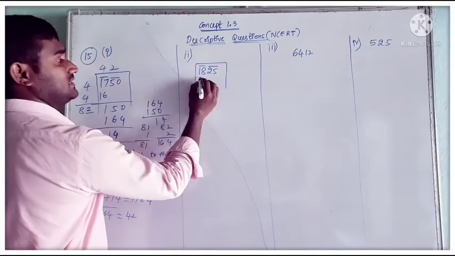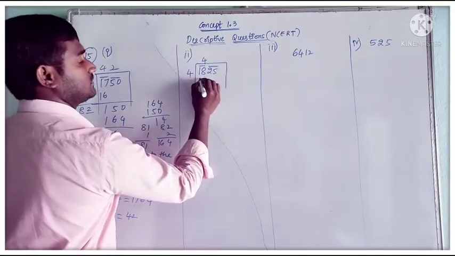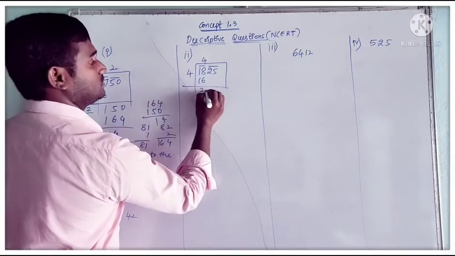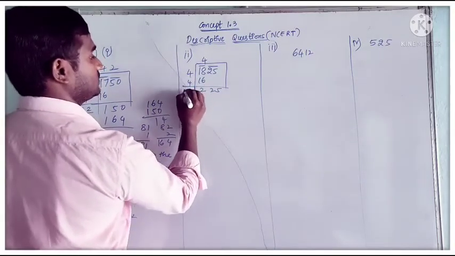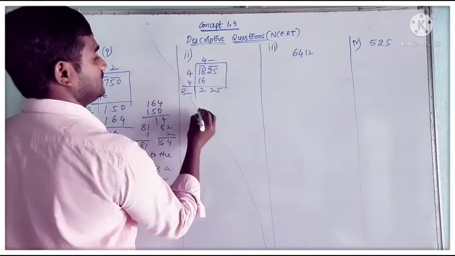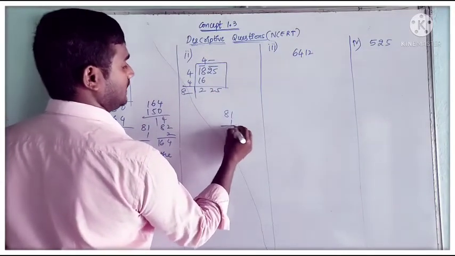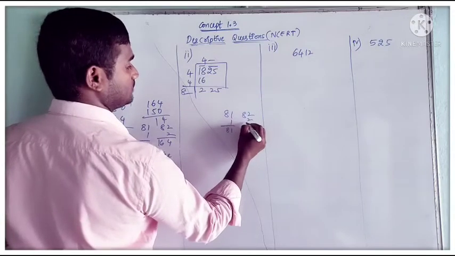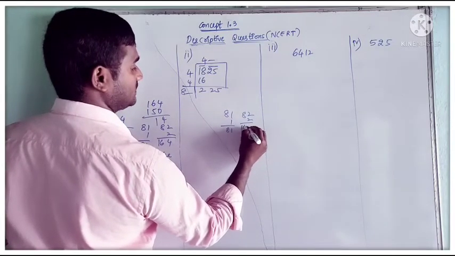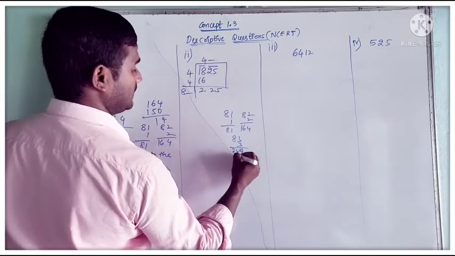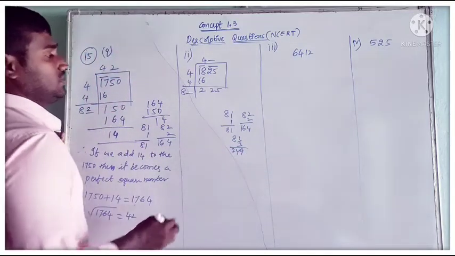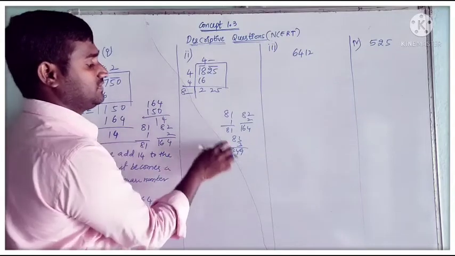In the same process, make the bars and draw down the number. What is the nearest square? 16, so 4 into 4. Then 225. Now add 4 to 4, that is 8. Here 1 digit, here 1 digit. 81 into 1 is 81, 82 into 2 is 164, 83 into 3 is 249. So the very next number greater than 225 is 249.